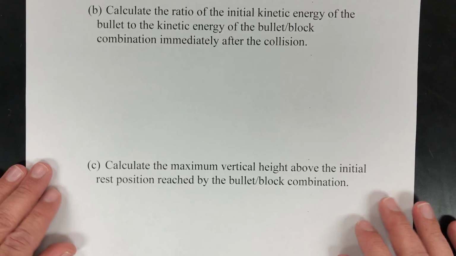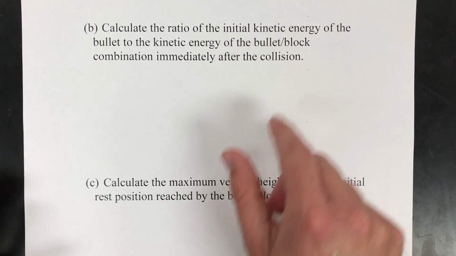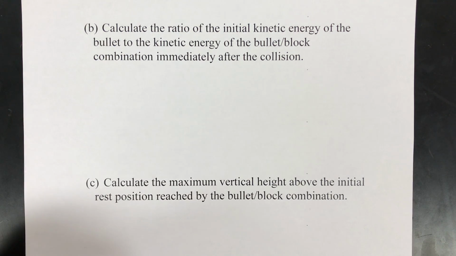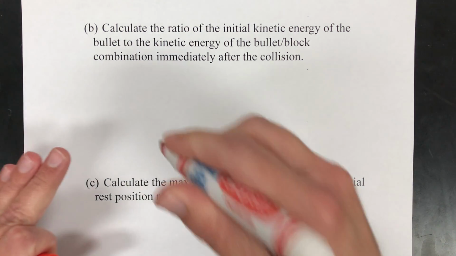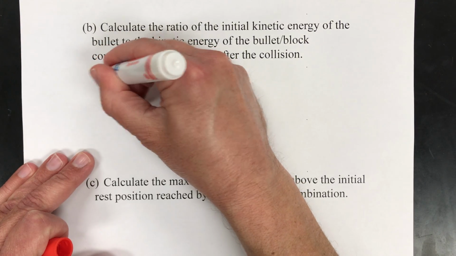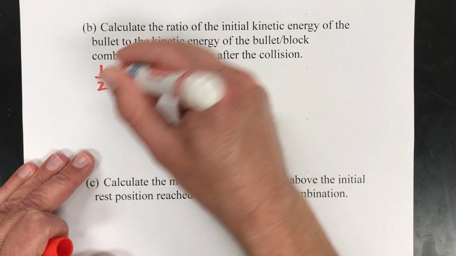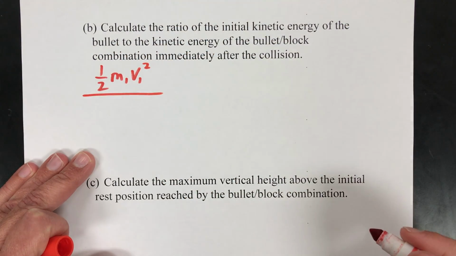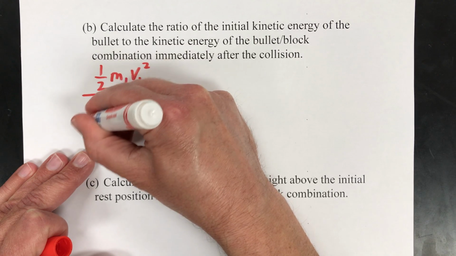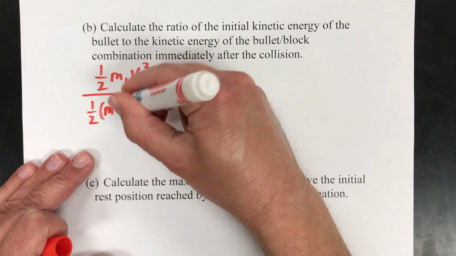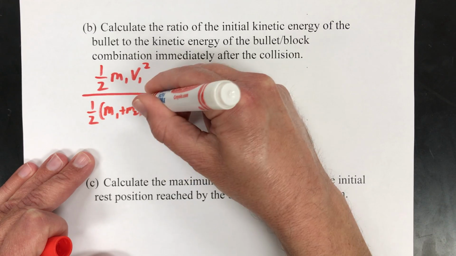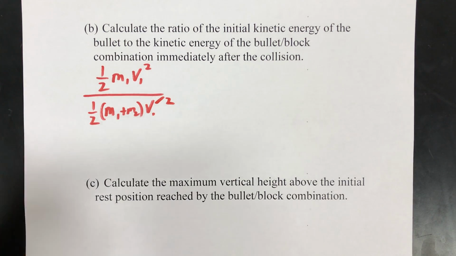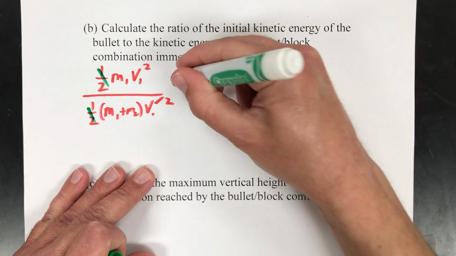So next part here, it says calculate the ratio of the initial kinetic energy of the bullet to the kinetic energy of the bullet block combination immediately after the collision. So the bullet to the bullet block. So up here, that is 1/2 the mass of the bullet times the velocity of the bullet squared. That will be the bullet's kinetic energy. And beneath that, we'll put the bullet block system, so their combined mass and the velocity afterwards squared. So now let's plug in for these numbers. By the way, the halves can cancel. We can get rid of those.